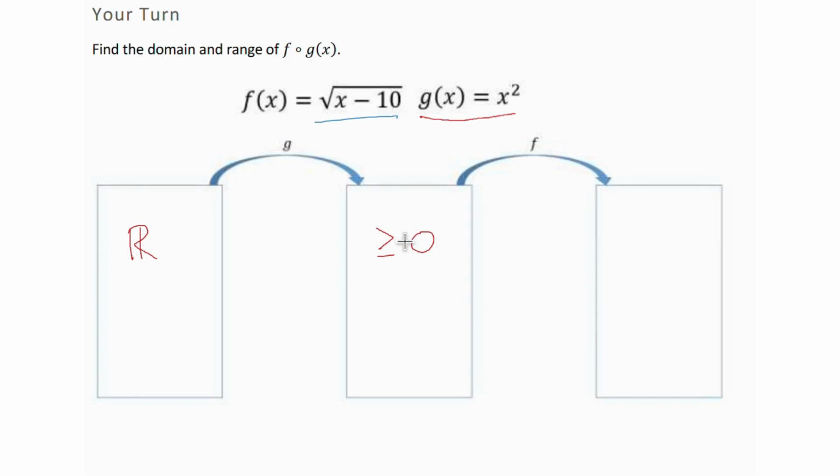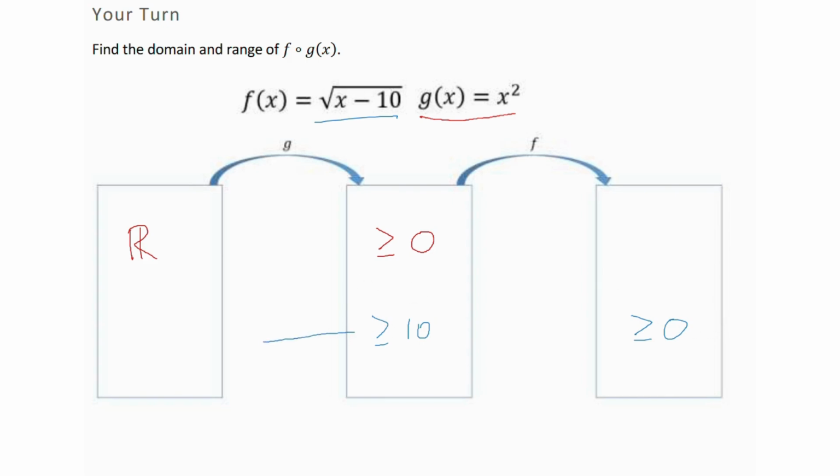So now we need to think, okay, well, what can we put into f? Well, actually, what we can put into f is anything bigger than or equal to 10. Because if x is bigger than or equal to 10, then we can get an output from f, which is going to be anything that is bigger than or equal to 0.